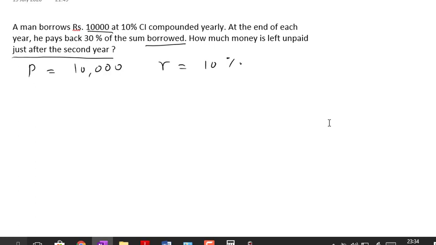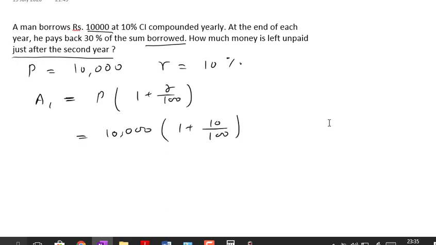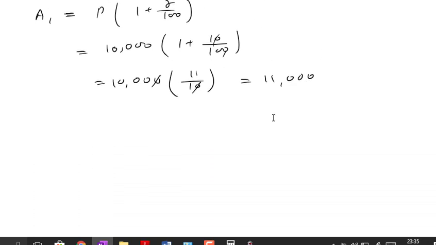So here, first we will find A1, that is the amount left after first year. A1 is P into 1 plus R upon 100. So this is 10,000 into 1 plus 10 upon 100. This will become 10,000 into 11 upon 10. This 0 and this 0 will cancel and this 10,000 will become 11,000. Now this is the amount after 1 year.